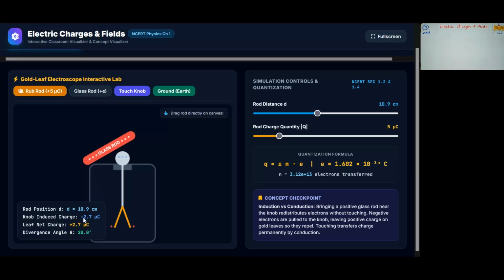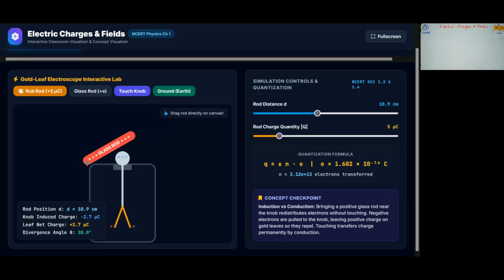The knob induced charge is minus and the leaf charge is plus, the same magnitude. Because both the gold leaves carry like positive charge, they push upwards.